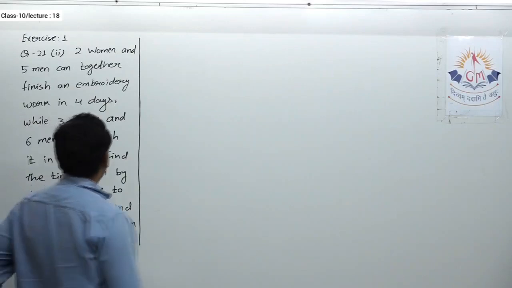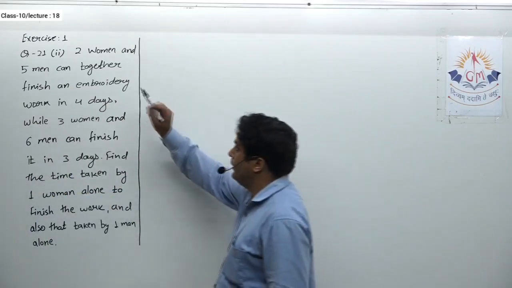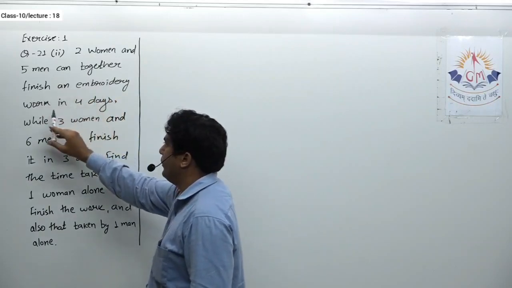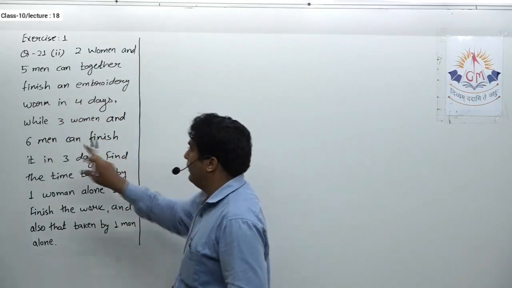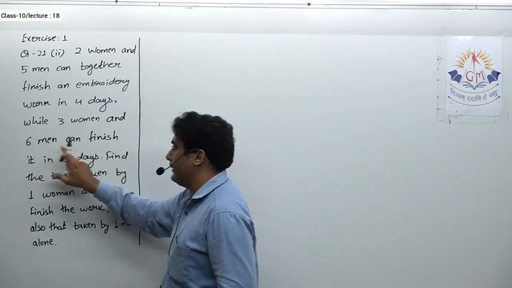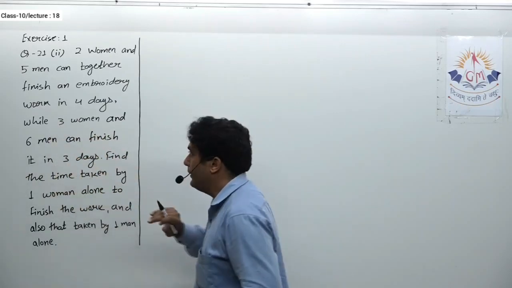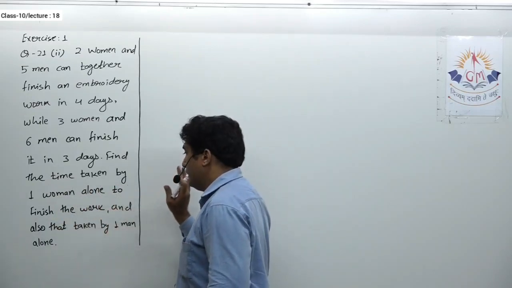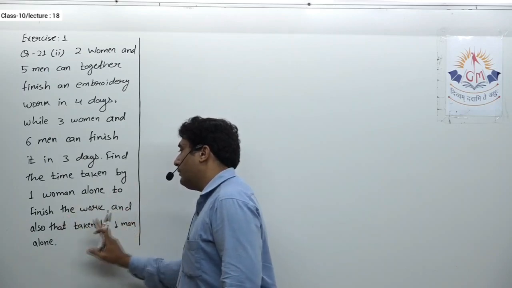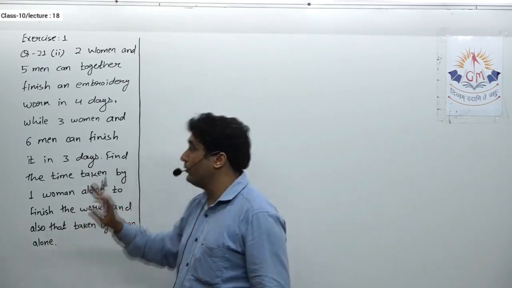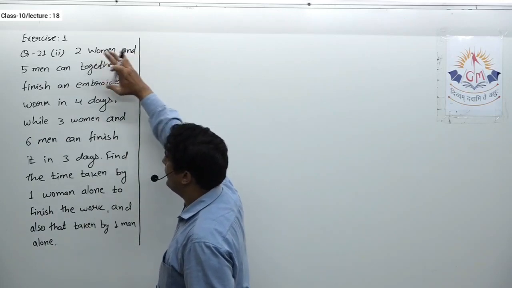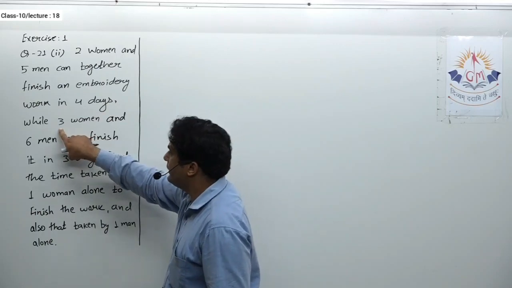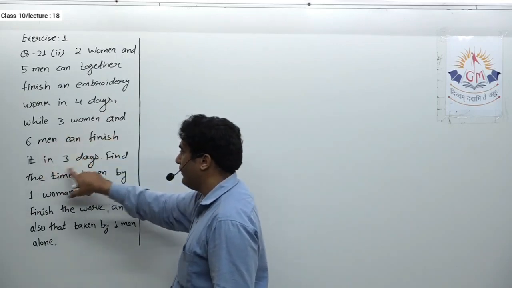Okay, so this is the next question that we have to solve. 2 women and 5 men can together finish an embroidery work in 4 days, while 3 women and 6 men can finish it in 3 days. Find the time taken by one woman alone to finish the work, and also that taken by one man alone. So it is given that 2 women and 5 men together finish a work in 4 days, and there is one more condition given that 3 women and 6 men can finish it in 3 days.